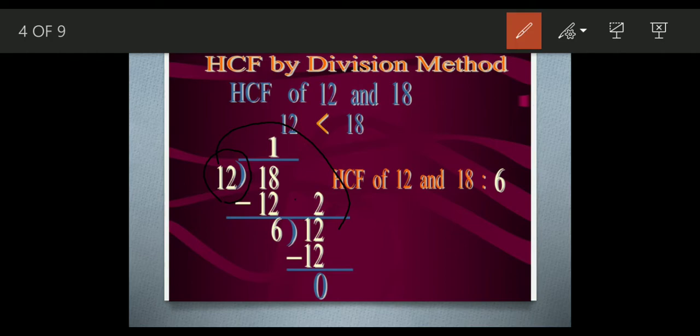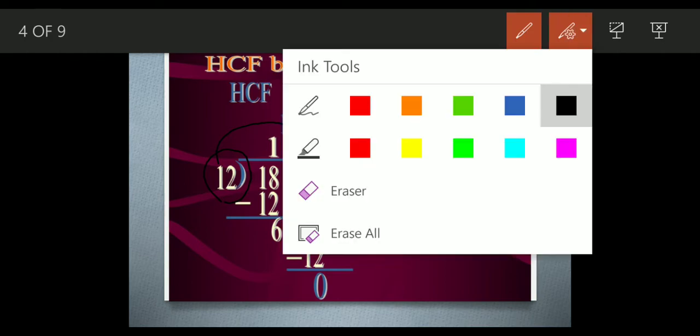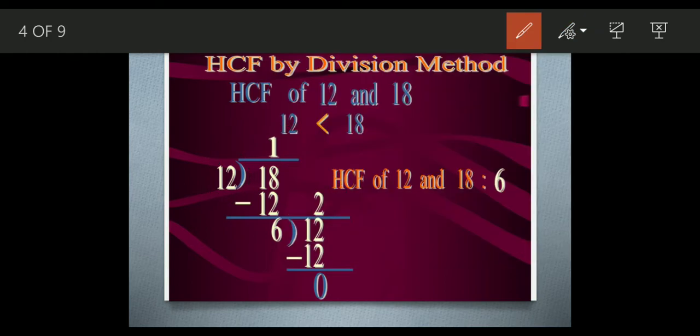Now how many 6s are 12? 2 times, right? So 6 into 2 is 12. When I subtract, what I'm getting as my answer is 0. So when you get your answer as 0, it means that you have to stop. Suppose if you're going to get some other number, which means what? Again you have to take this divisor and you have to divide. Now here I have 0, so no problem.